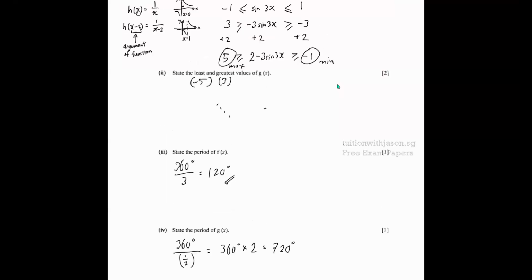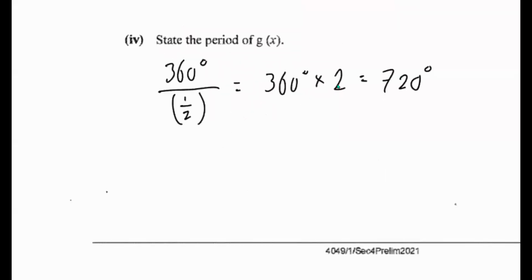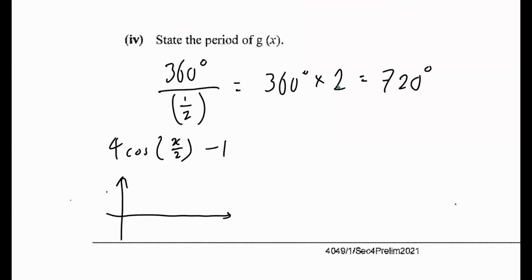Think of it like 360 degrees divided by a half, so divide by the coefficient of x. We end up with 360 degrees times 2, or 720 degrees. Another way to think about it: you are trying to draw the graph of cosine x over 2 minus 1. Remember what I told you about the coefficient? From 0 to 360, the coefficient tells you how many pieces of the original graph you'll see.